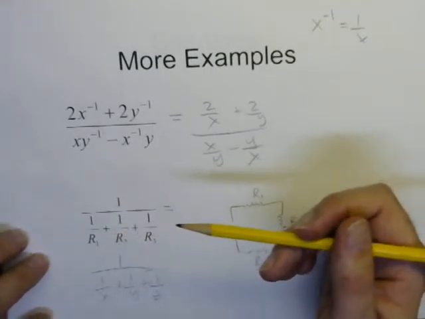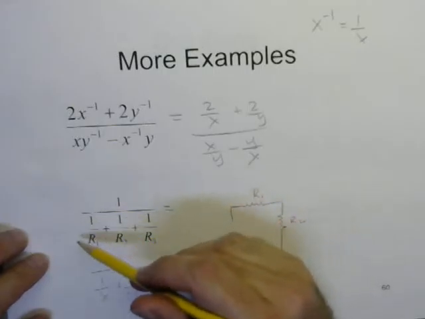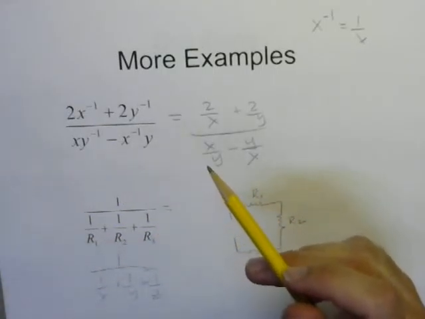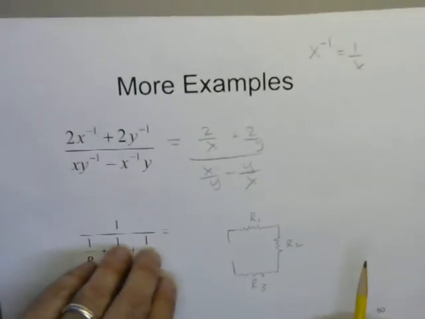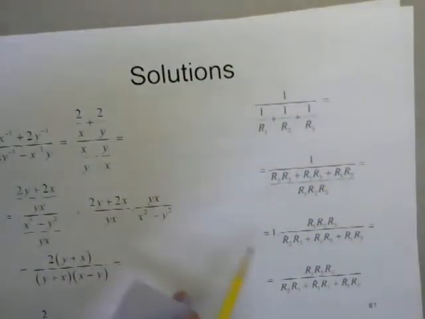So if you wanted to find the resistance in the entire circuit, you would have to simplify this expression. So just like here, the common denominator would be x times y times z. Here the common denominator would be R1 times R2 times R3. So just to solve these, let's look at the next page here.